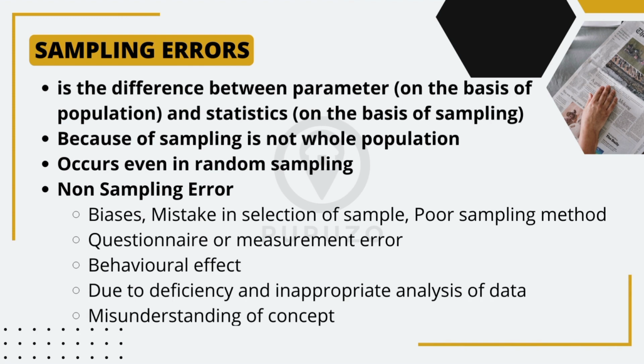When working with samples, it's important to consider sampling errors, which are differences between parameters based on the population and statistics based on the sample. Sampling error. Sampling error occurs because the sample is not the entire population. Even in random sampling, there will always be some degree of sampling error. Non-sampling error. Non-sampling errors can result from biases, mistakes in sample selection, poor sampling methods, errors in questionnaires or measurements, behavioral effects, inappropriate data analysis, or misunderstandings of concepts.